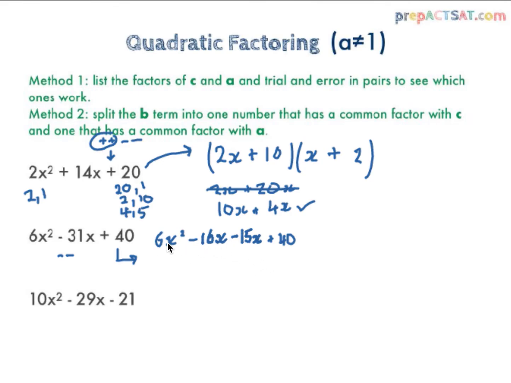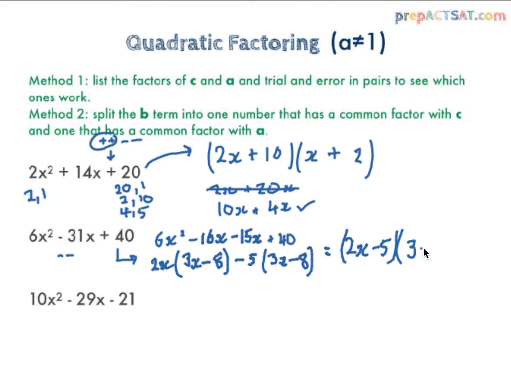So the common factor between 6 and 16 is 2x, and that's going to leave us with 3x minus 8. And the common factor between 15 and 40 is 5, so that's going to leave us with 3x, and I factored out a negative, so minus 8. Perfect, there you go. Okay, so we factored it as 2x minus 5, 3x minus 8. Okay, let's try the second one.